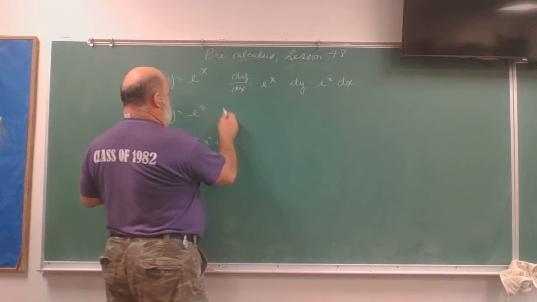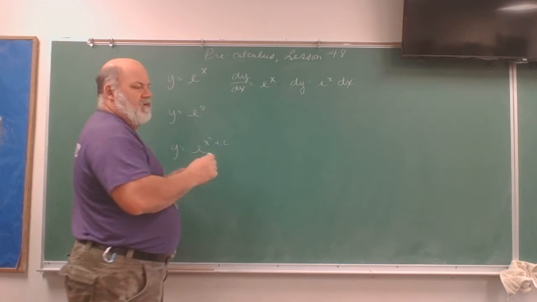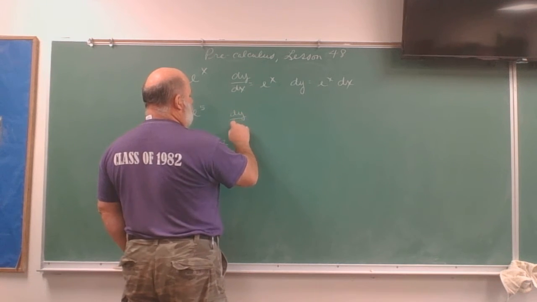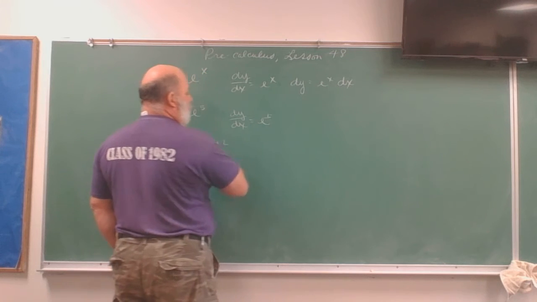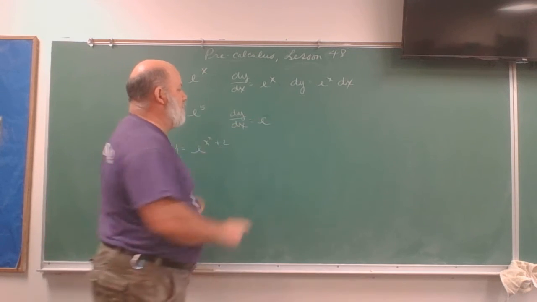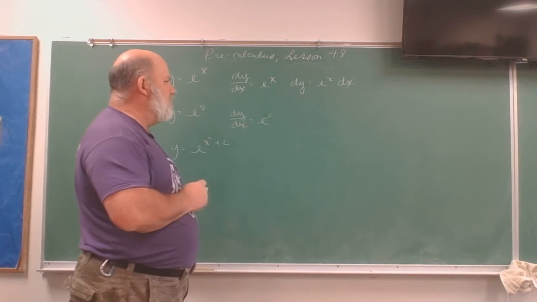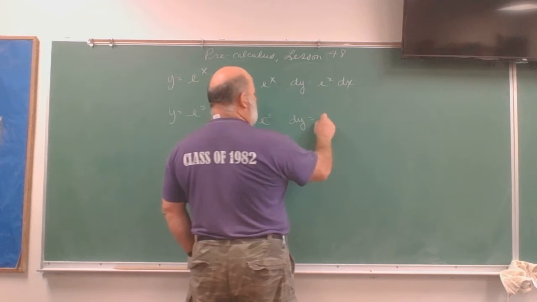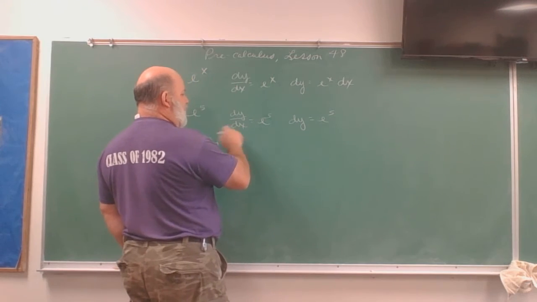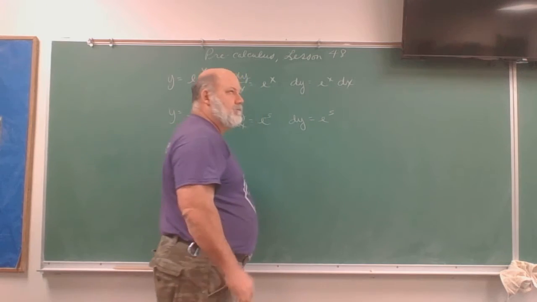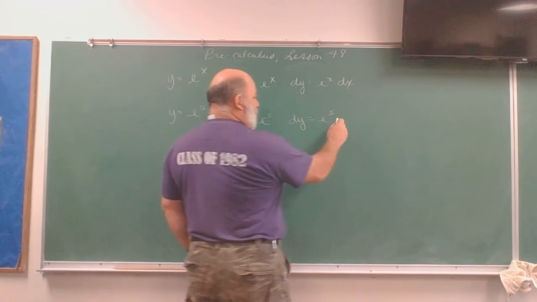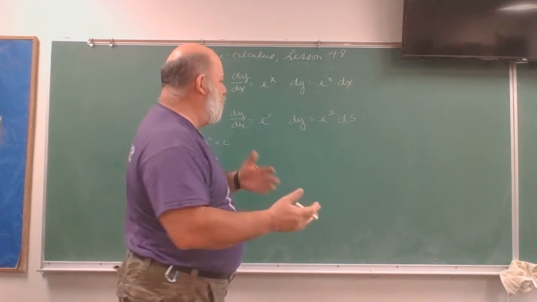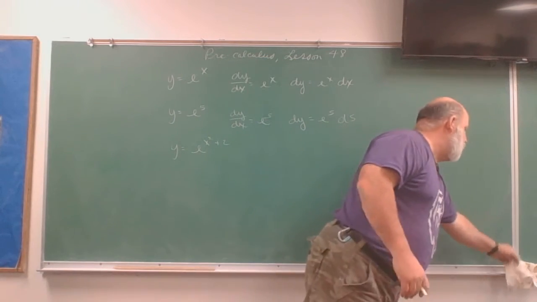What if it's e to the 5? The derivative, would it be 5e to the 5? No, it's just e to the 5. That 5 does not jump to the front. What about the differential? Well, it would be dy equals e to the 5, and then not dx, but your dx would be the derivative of 5. Well, what's the derivative of 5? It's 0. What's going on here?